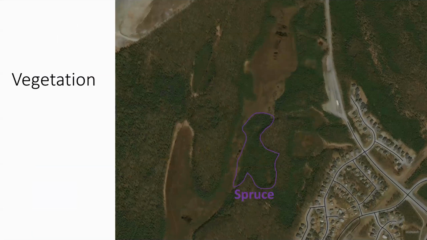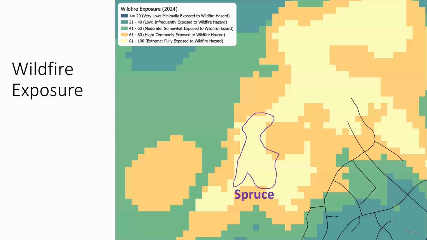And so wildfire exposure is largely driven by vegetation and how flammable the vegetation is. Here you're seeing an example of a patch of spruce. Spruce is highly flammable. When spruce catches on fire, there's a lot of ember dispersal and there can be torching. So with this patch of spruce that we've identified, you would get higher wildfire exposure.